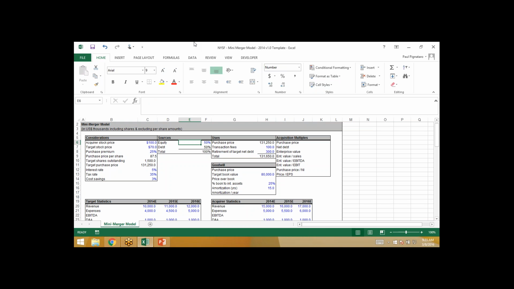We can do 50-50. And so the equity, I want to see the actual equity values here. The equity value is going to be equal to 50% times total uses. And the debt's going to be 50% times total uses. Make sure that that debt equals the 50% debt. Add it up. Sources must match uses. And it does.